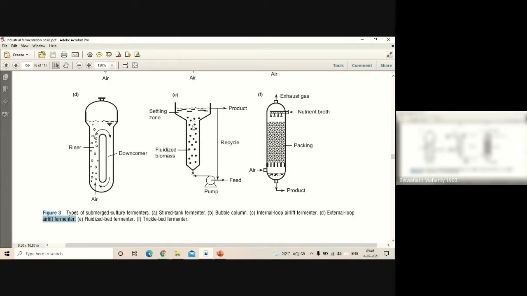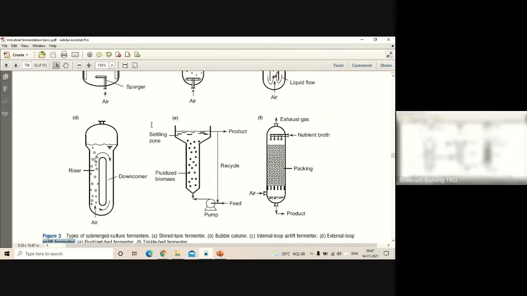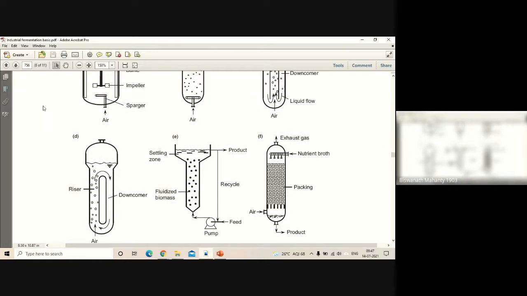Of course, we can take out the liquid and again feed it back. So you see, this kind of reactor is also possible. That is called fluidized bed. Bed means where they are sitting. So here the biomass itself is rotating. That is called fluidized bed. So basically, these five important reactors we normally take for the fermentation process.